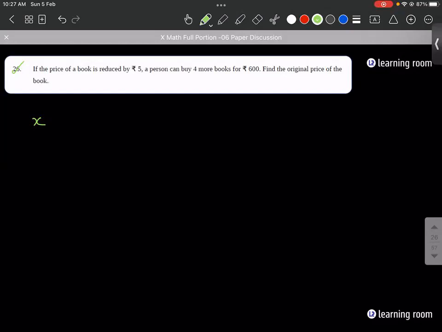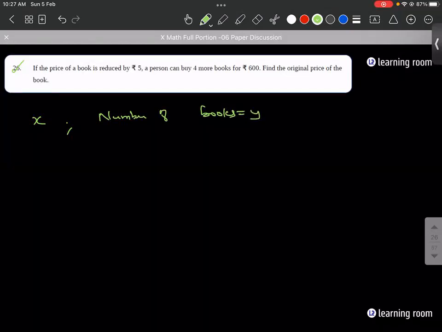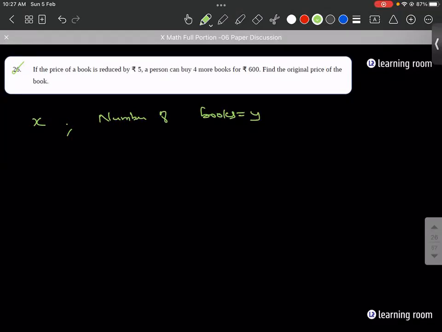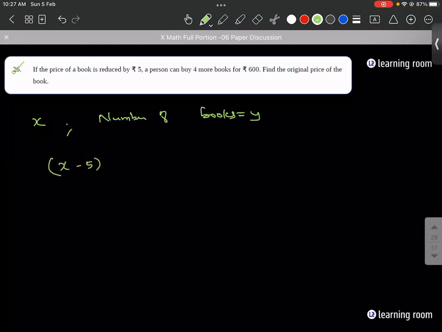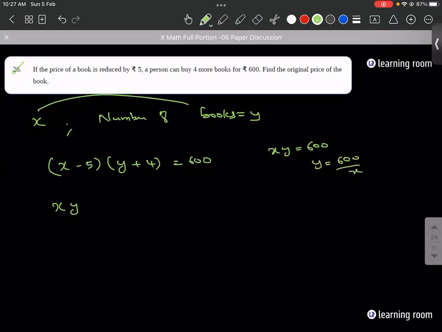Sir, let the number of books be Y. So the price is X, and the number of books is Y. X minus 5 into Y plus 4 gives 600. Actually, XY is equal to 600, the number of books into the price. So Y will be equal to 600 by X.